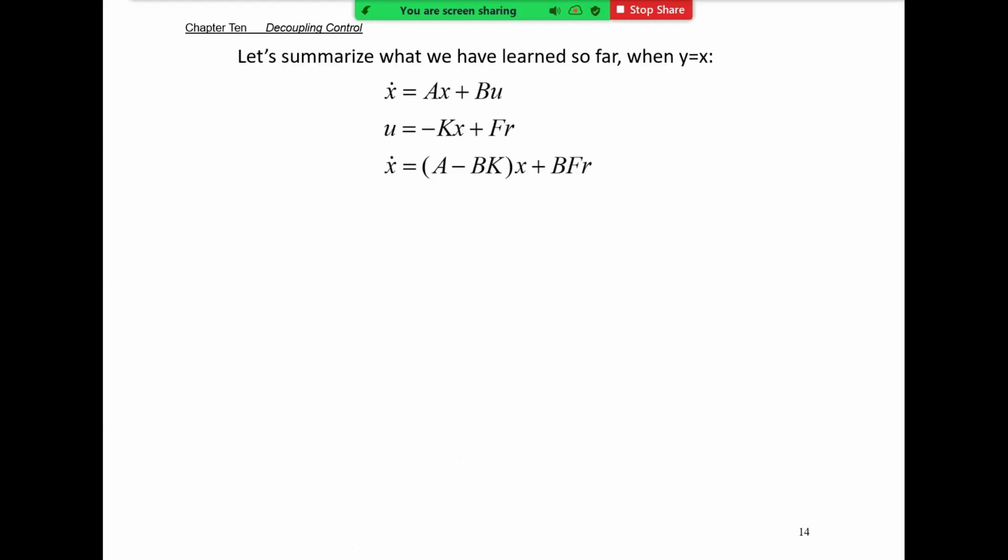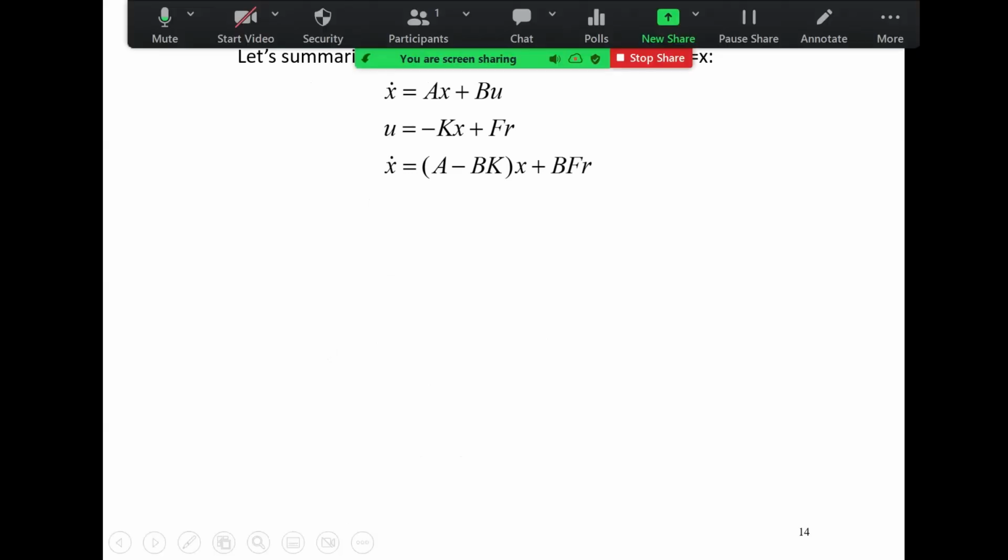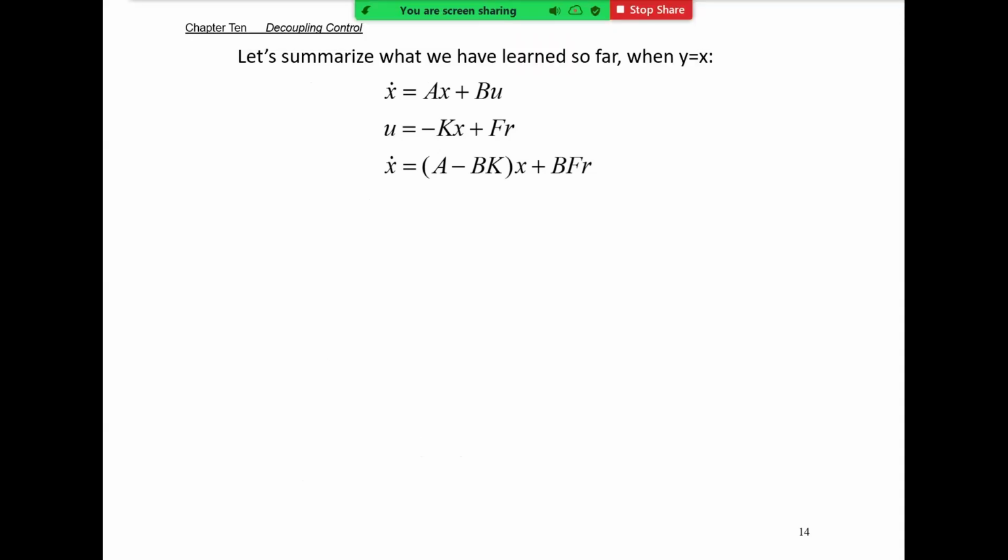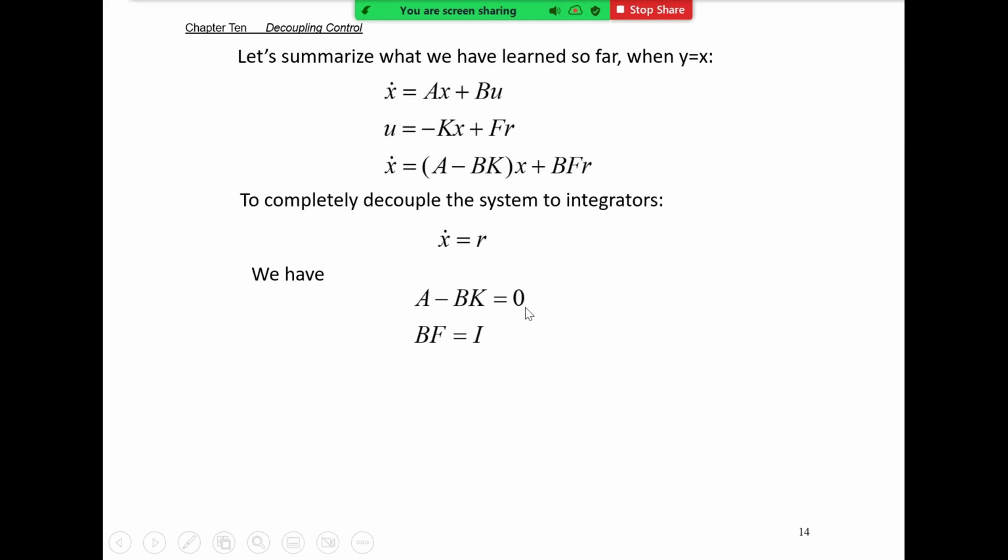So when the outputs correspond to the state variables, which means the states are outputs, how we can achieve this decoupling is actually very simple. We apply the state feedback. We plug it in, and we just try to make this A minus BK to be 0, and we make this B times F to be an identity matrix.